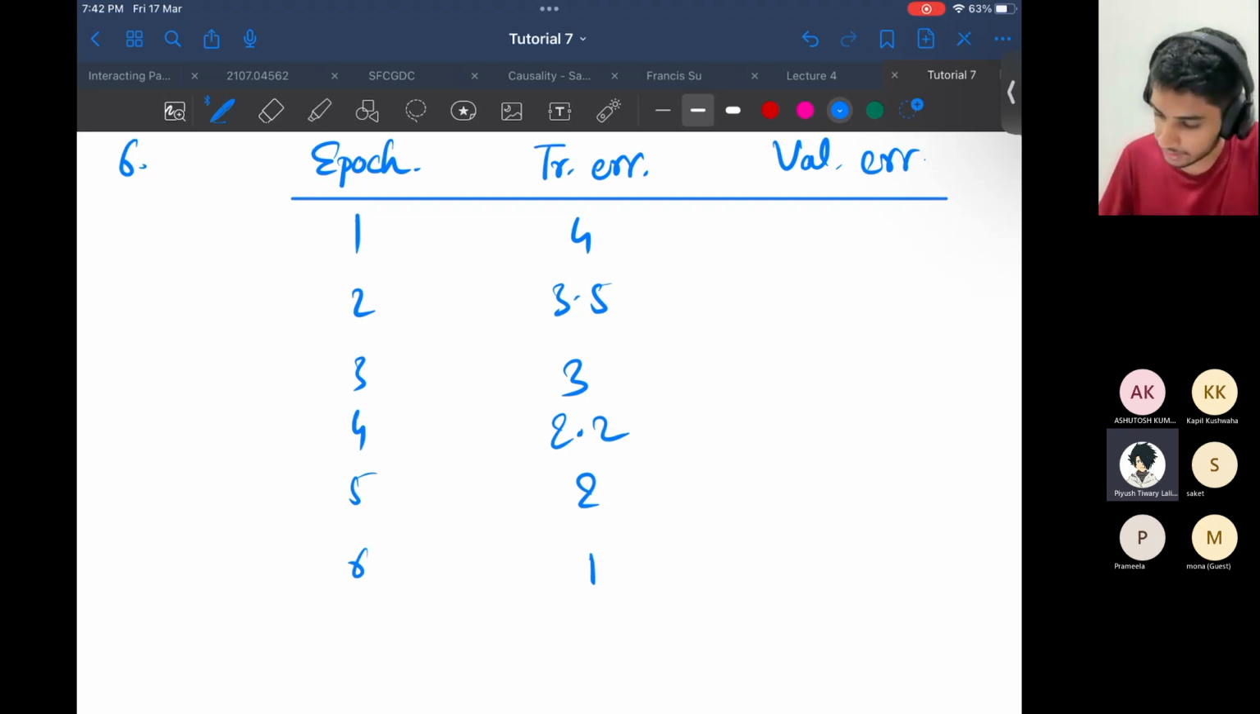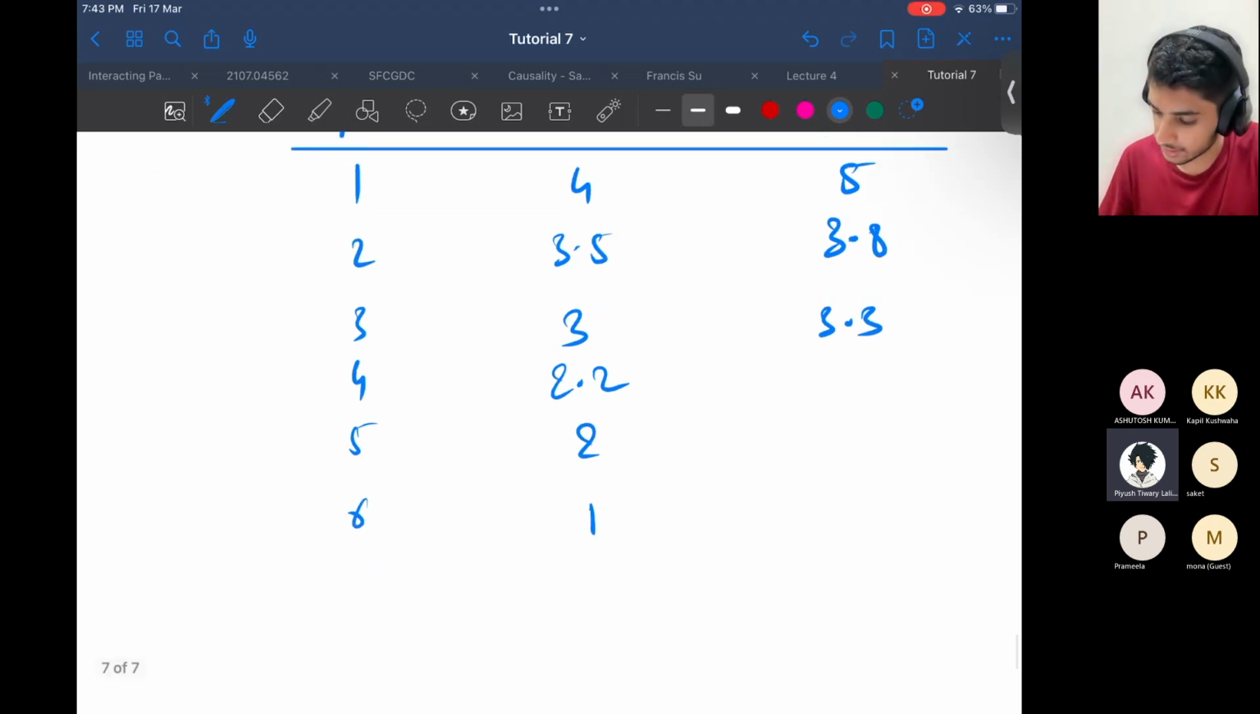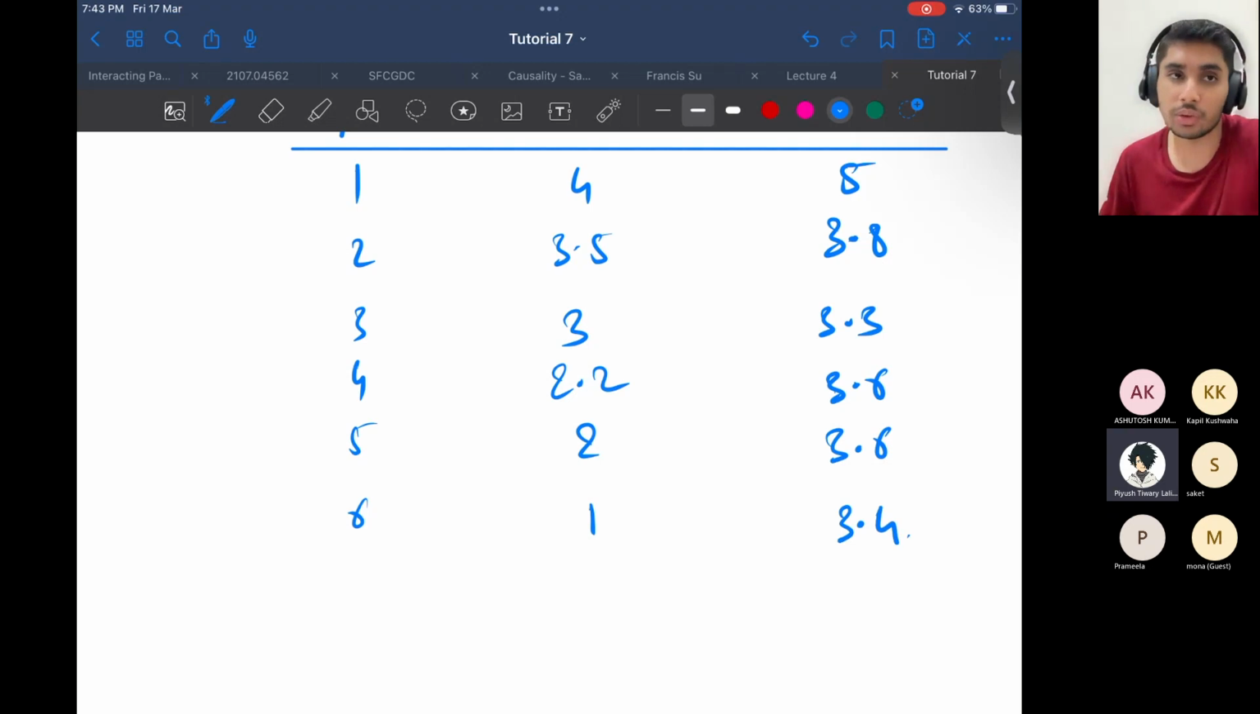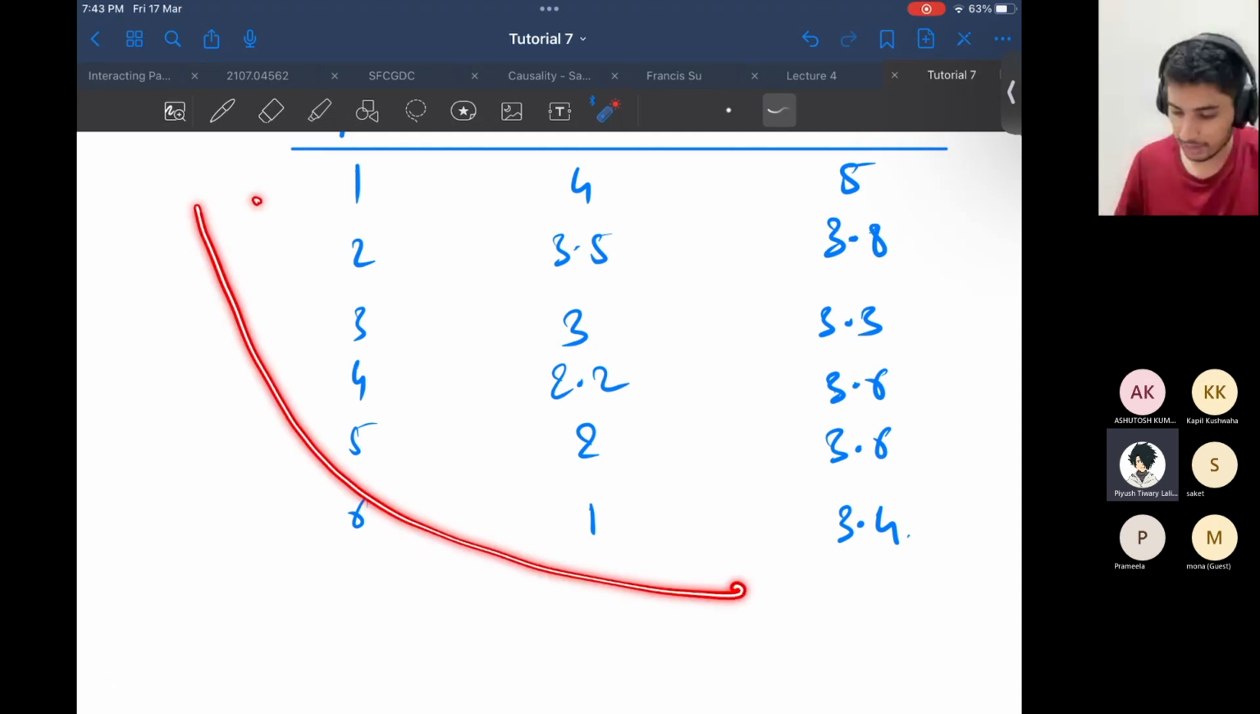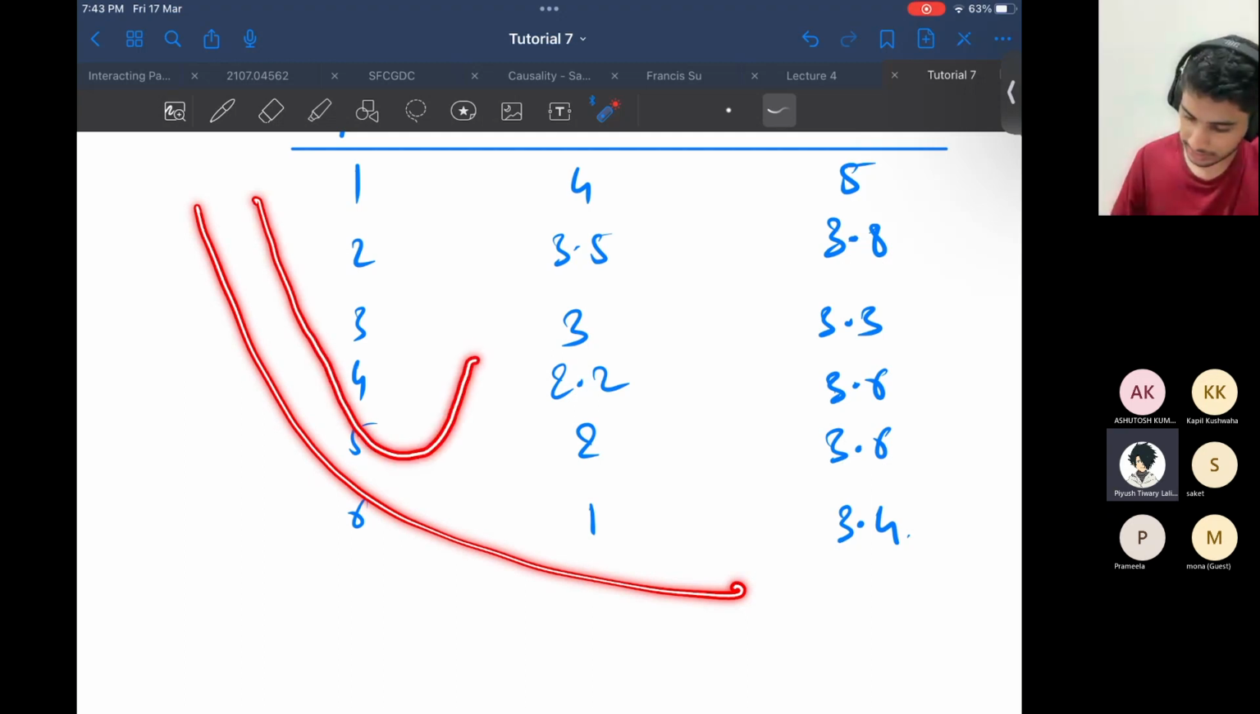So 5, okay. 3.8, good, it is decreasing. 3.3, nice, still decreasing. 3.6, oh well, now it didn't decrease. Instead it has increased. So this is alarming. Next time again 3.6, it didn't decrease, it remained constant. And next time it came out to be 3.4, now it decreased. So this is basically the idea. The training error was decreasing, the validation error was decreasing, but then it increased, stayed constant, and did something like this.